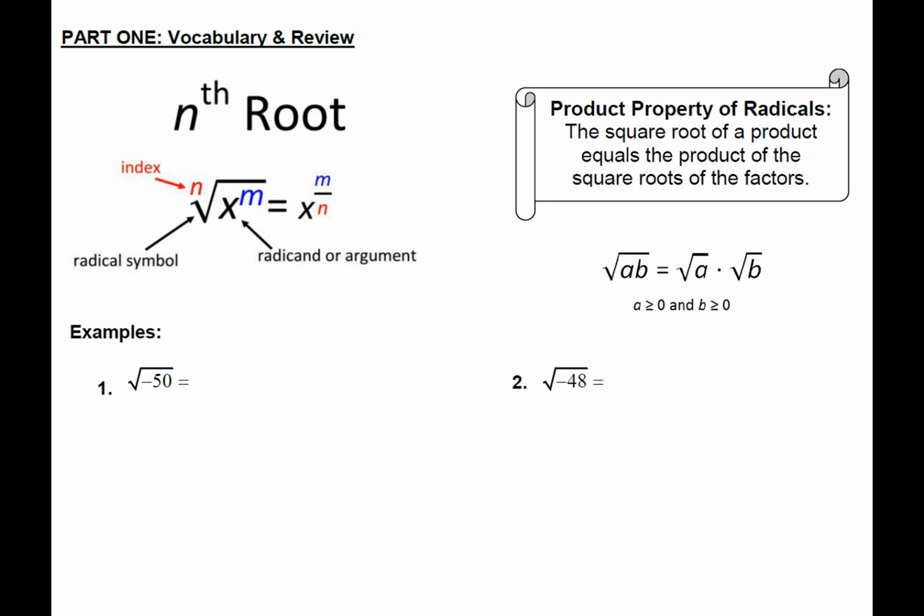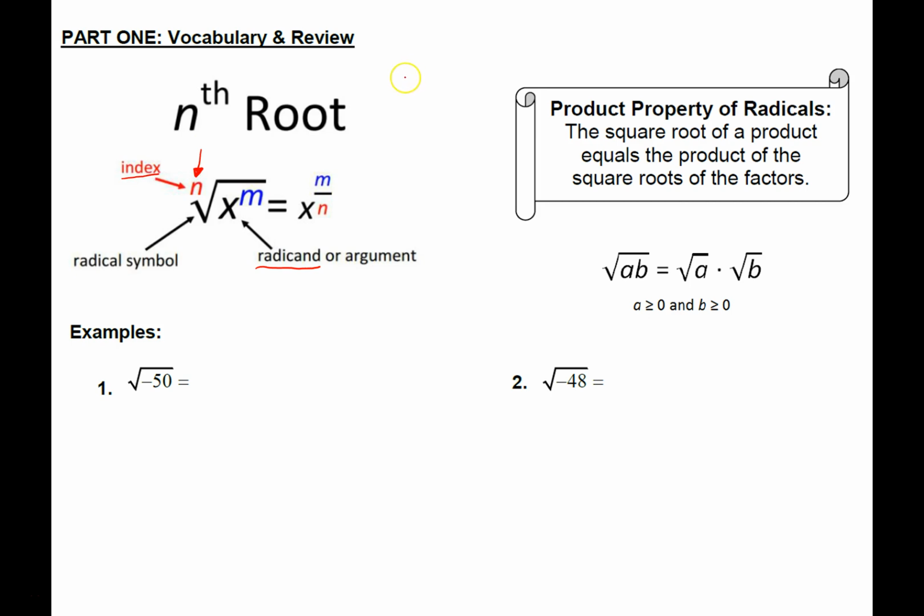First, I want to be sure that we are all on the same page with a little bit of vocabulary. So we all hopefully are comfortable with this radical symbol. The thing that's inside this, x to the m power, that's called the radicand. It's just the thing inside of the radical. And then the other important vocabulary is the index. The index is the type of root that we are taking.